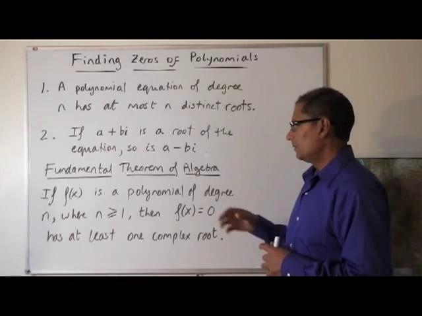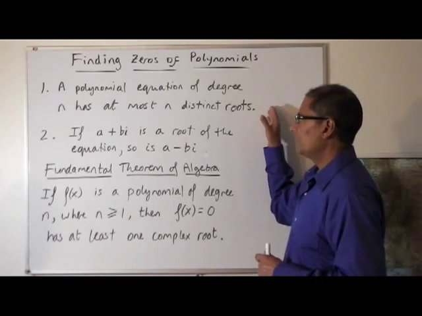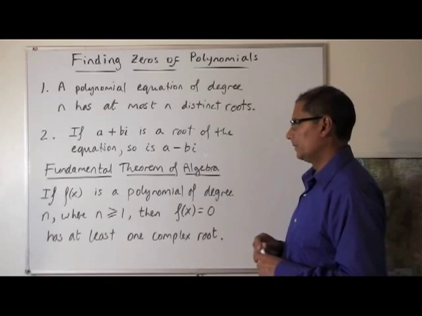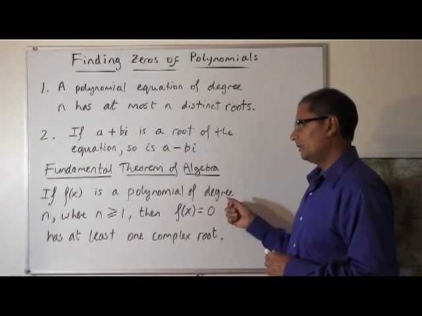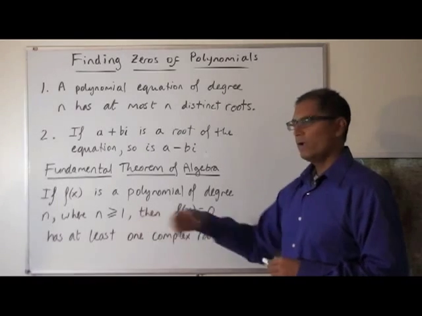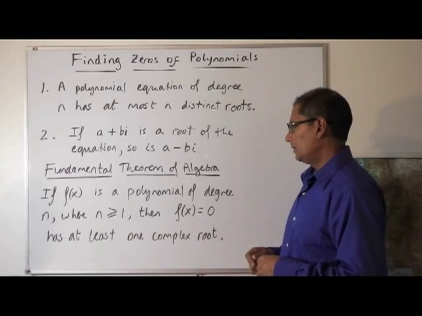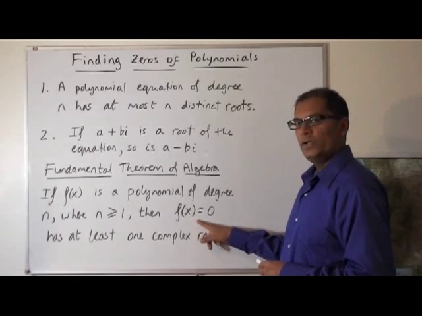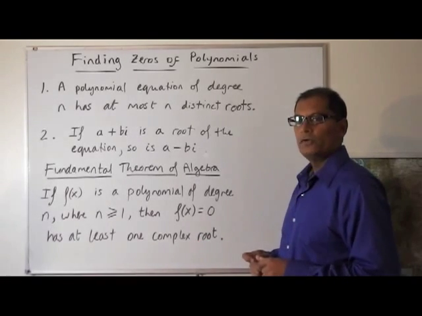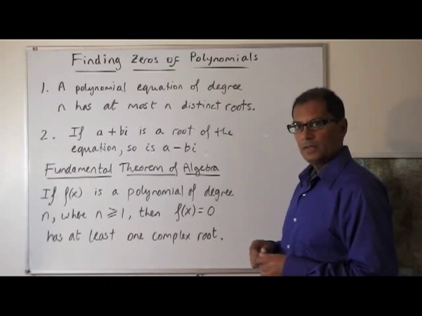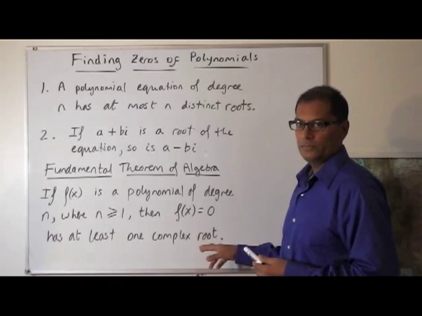Now, the fundamental theorem of algebra, which is listed here, is why we can say this first point here. It says here, if f of x is a polynomial of degree n, and n is greater than or equal to 1, so degree 1 or greater, then this equation, f of x equals 0, this polynomial equation, has at least one complex root. And it can be shown that actually we can find n complex roots.